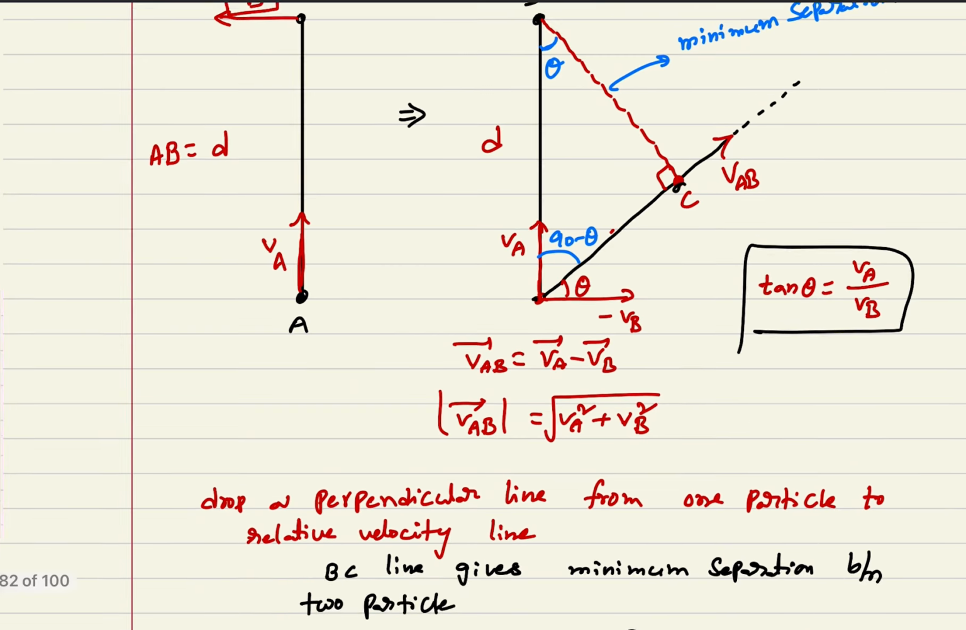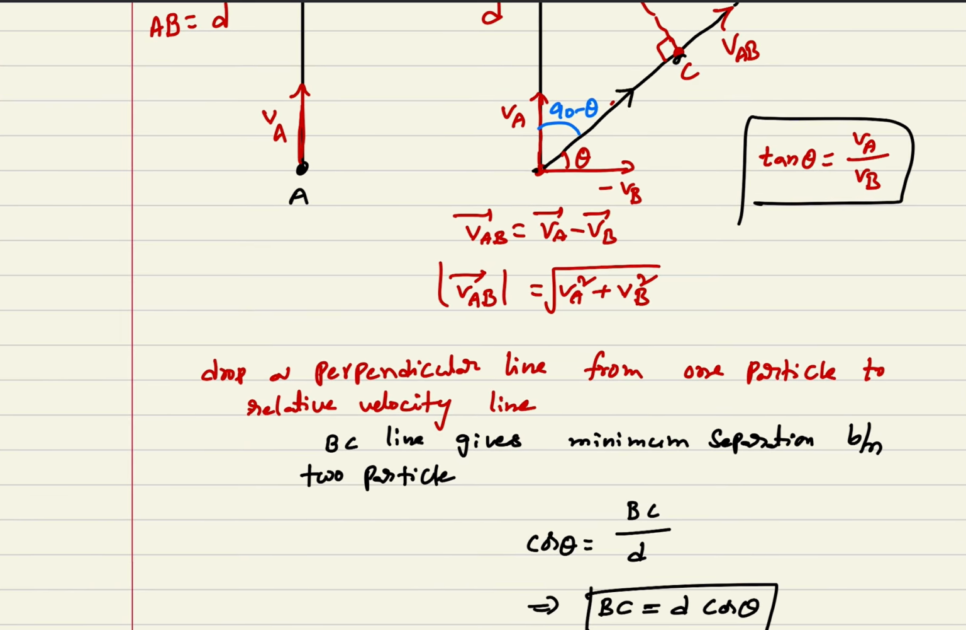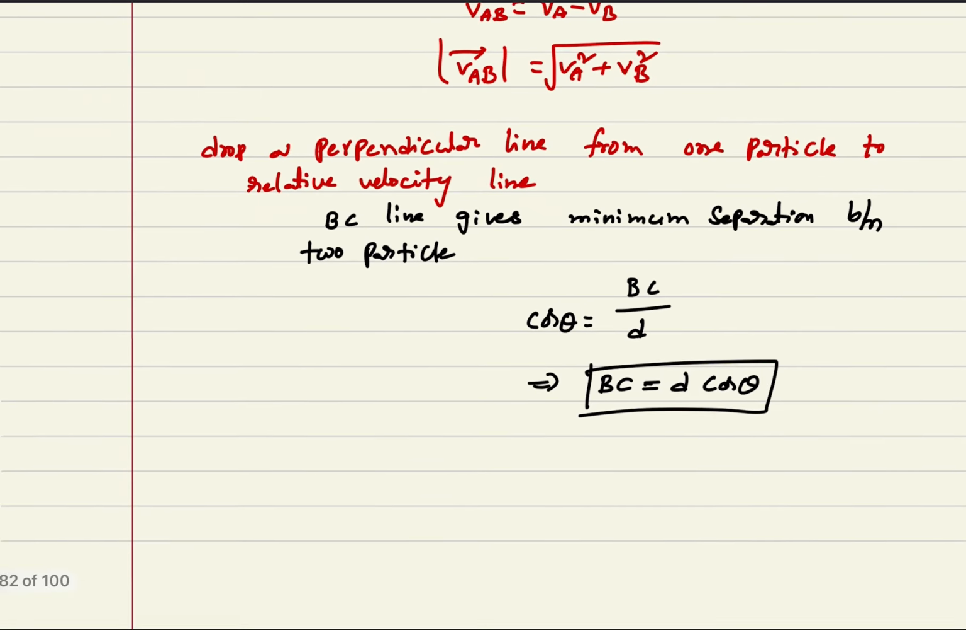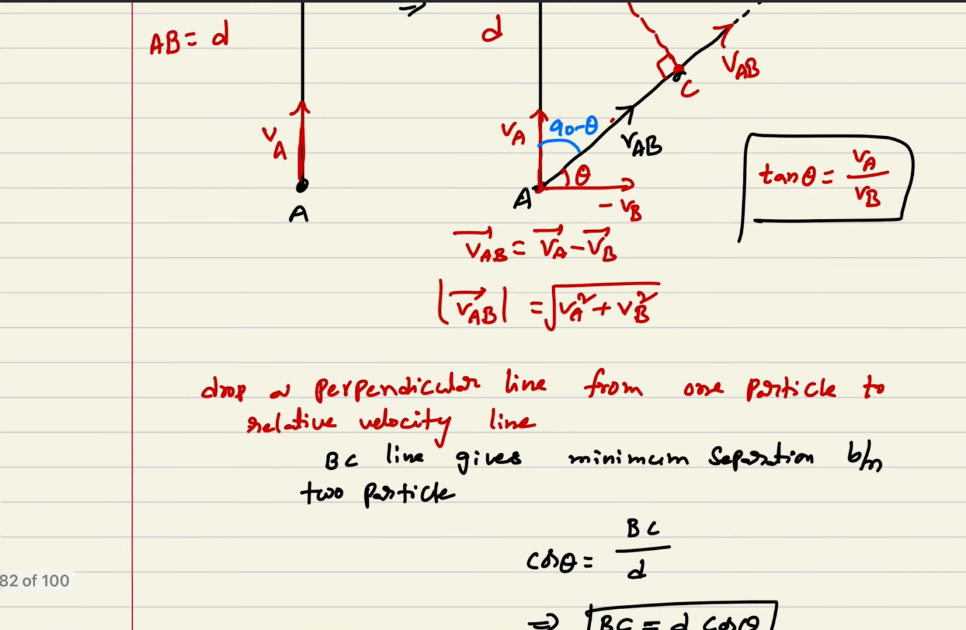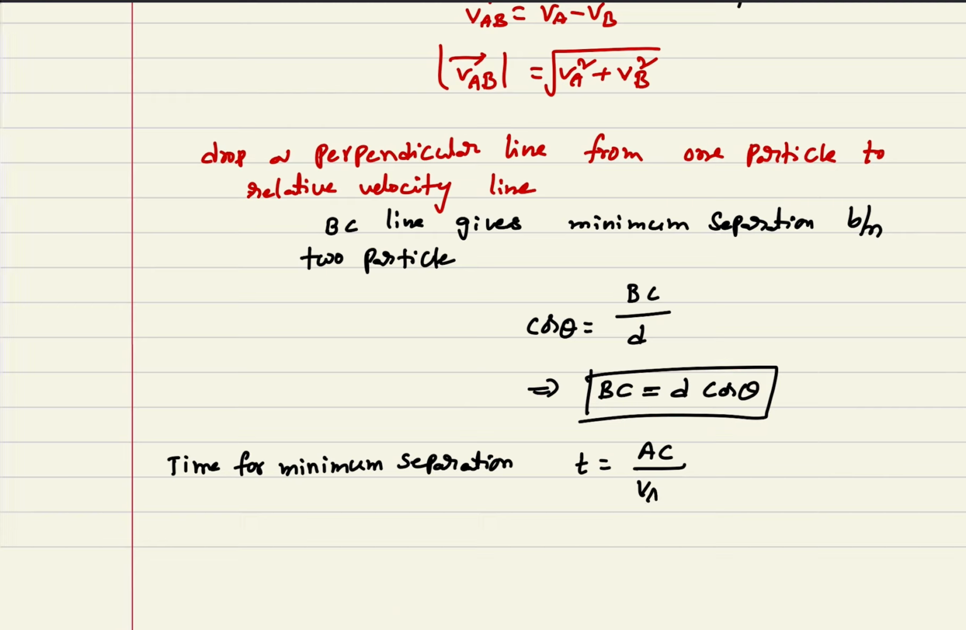Next, what is the time for minimum separation? Okay, you can see the body is moving with velocity VAB from A to C. A to C, what is the time? Time for minimum separation. We can write T is equal to AC. You can see in the diagram, A to C is the path to the minimum separation. Okay, AC divided by the magnitude of the velocity of A with respect to B.